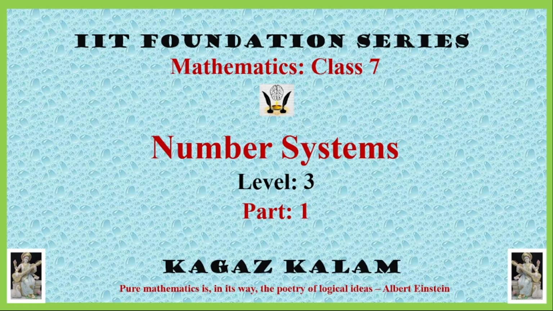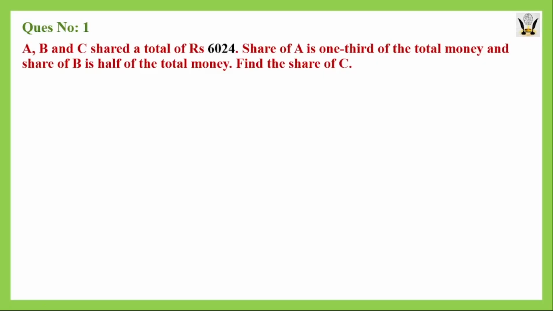In today's class, we will solve a few problem sums based on number systems which are of level 3. The first problem sum says that A, B and C shared a total of rupees 6024. Share of A is 1/3 of the total money and share of B is half of the total money. Find the share of C.